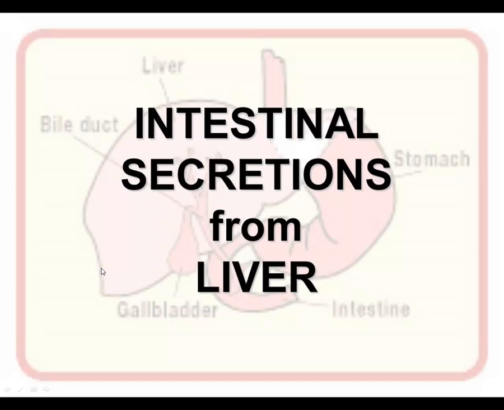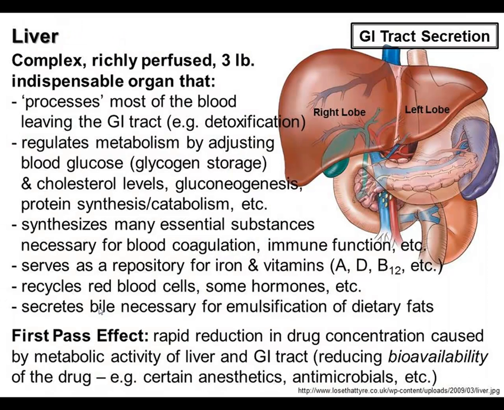Okay, so we're done with the secretion from the tubes themselves, from the gastrointestinal tract. Then we go to the accessory glands. Here we talk about the liver. First, let's talk about the structure of the liver. It is about 3 pounds, and it's soft. It has lots of functions.